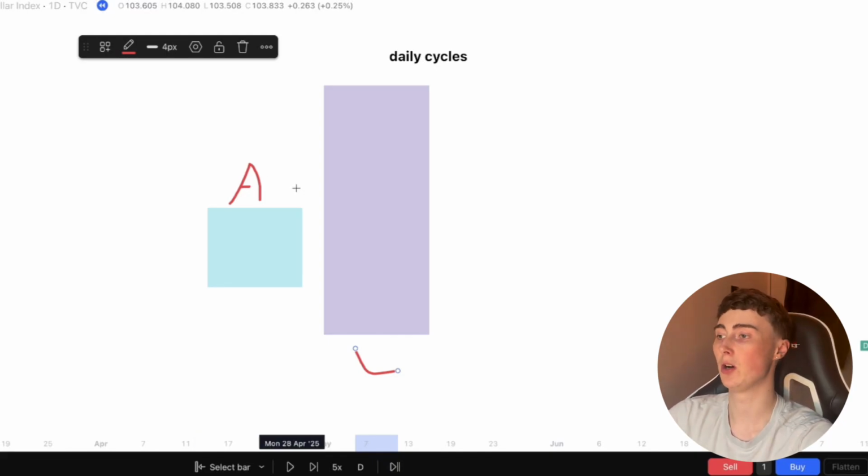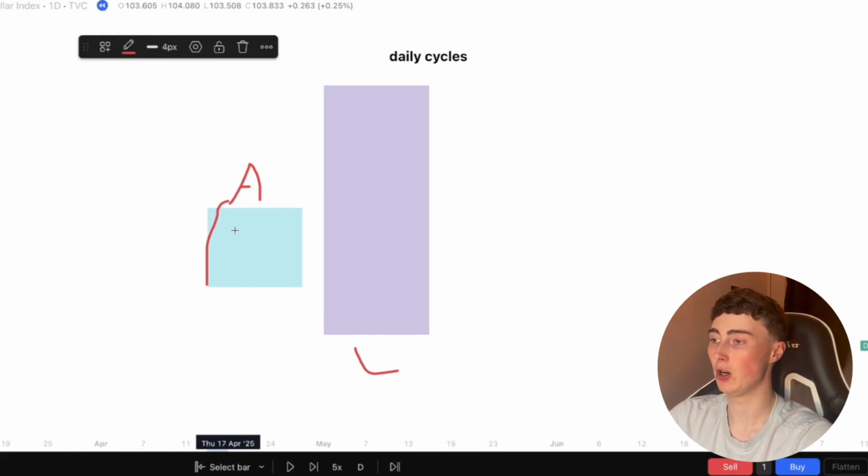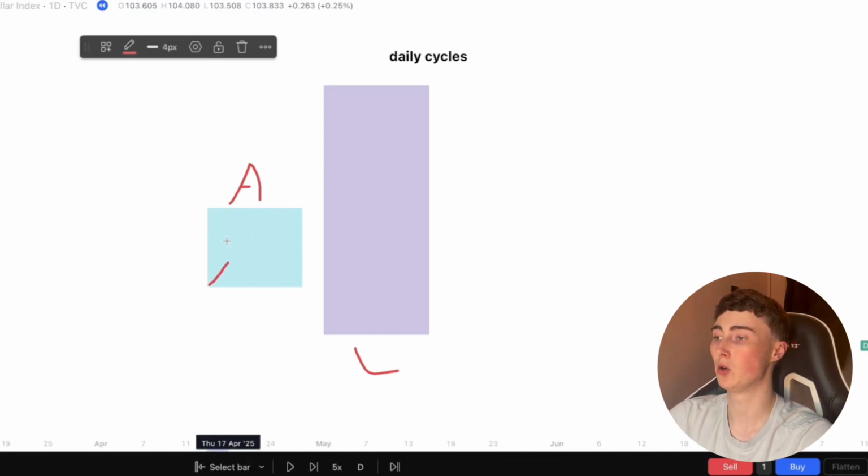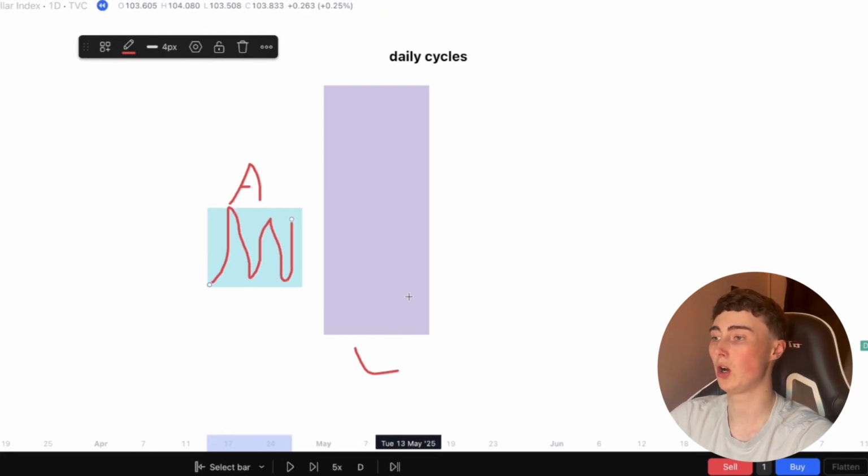We're not playing Asia. We're going to let it do its thing. And what we want to see is Asia building some kind of liquidity. So whether price consolidates and builds equal lows, or whether price simply forms an old low, okay, whatever it does, we just want to see Asia build some kind of liquidity, okay? And we're not engaging until London kill zone comes in.